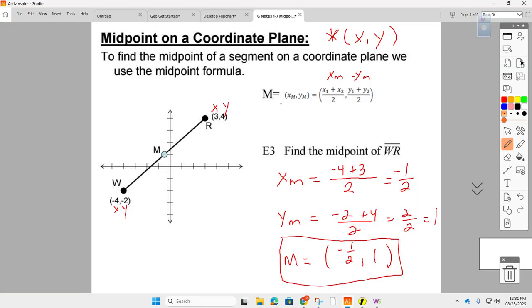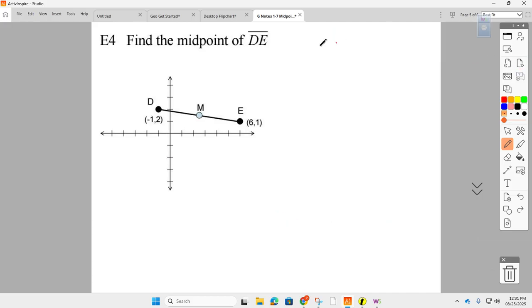All right, so let's find the midpoint of another segment. So remember, we're looking for the midpoint here, one ordered pair.